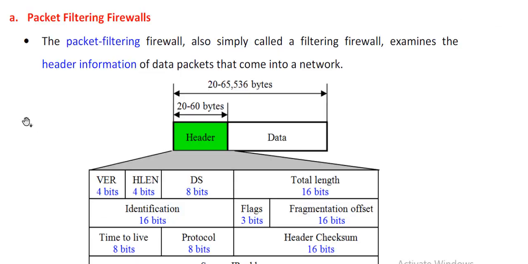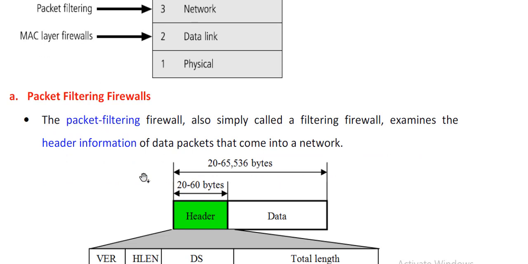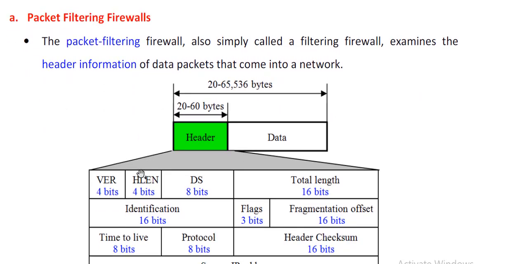So the first well-known firewall is the packet filtering firewall, which works on the network layer and is based on packets, which means that the data unit here is the packet that is used in the third layer of the OSI model. So the packet is nothing but a data unit.